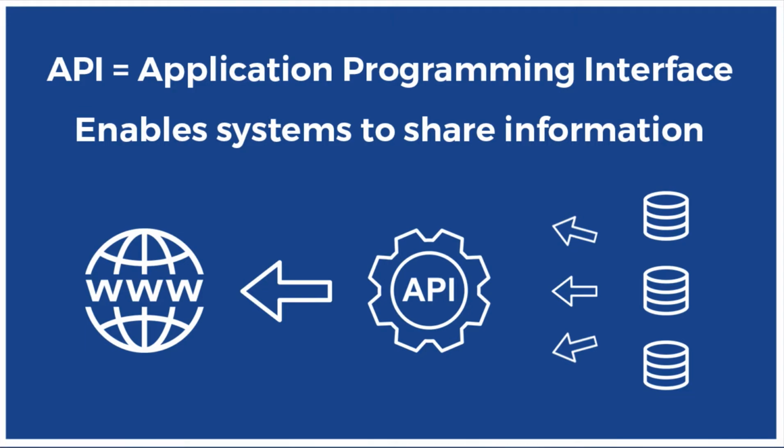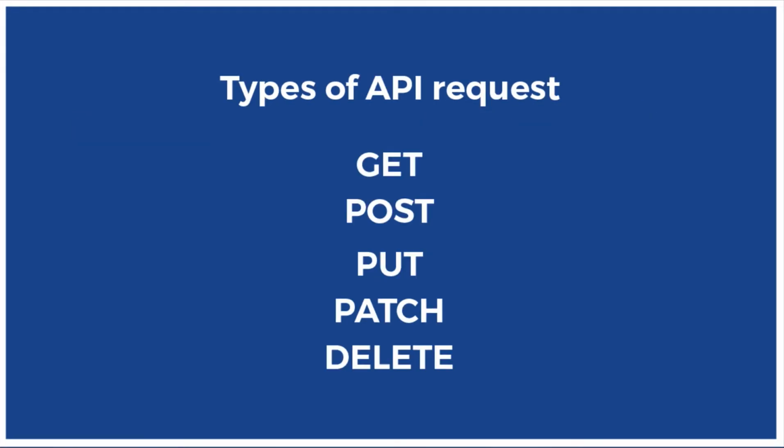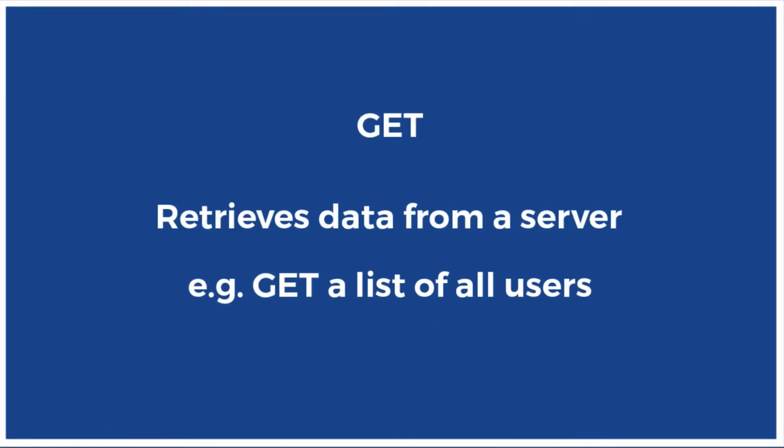In terms of the different types of API requests, there are 5 main types, and these are GET, POST, PUT, PATCH, and DELETE. A GET request retrieves data from a server. For example, getting a list of users from the database.